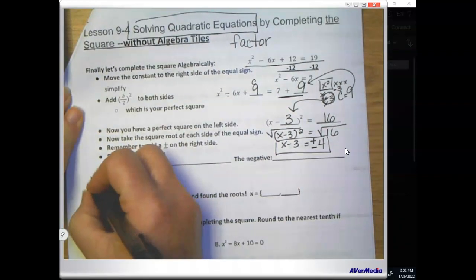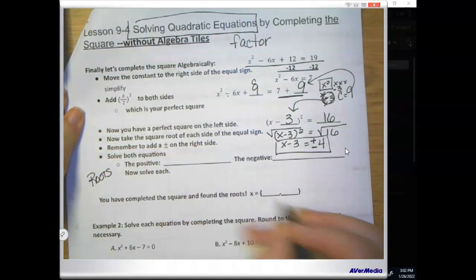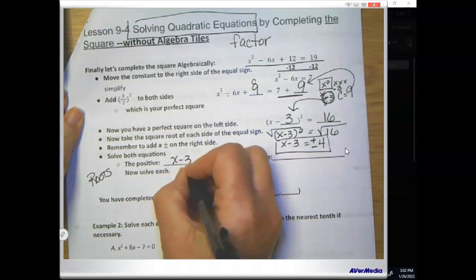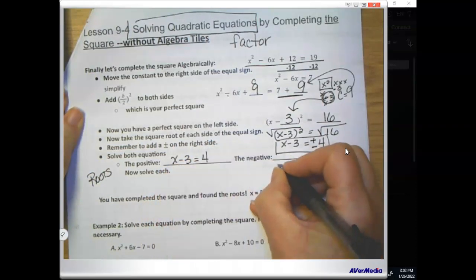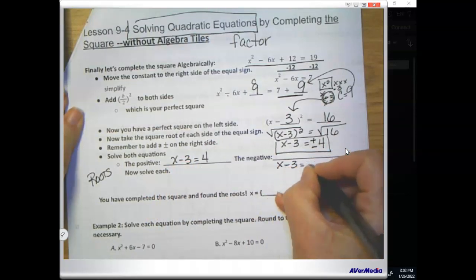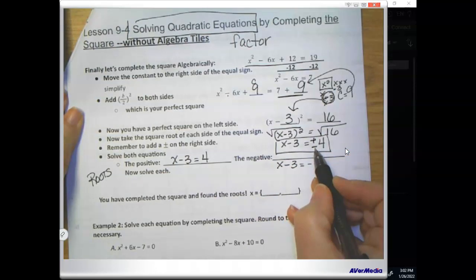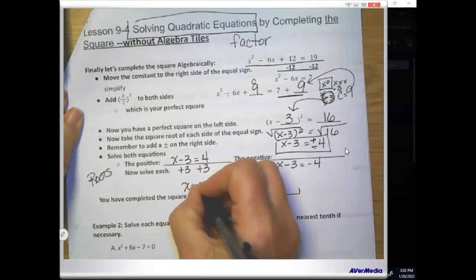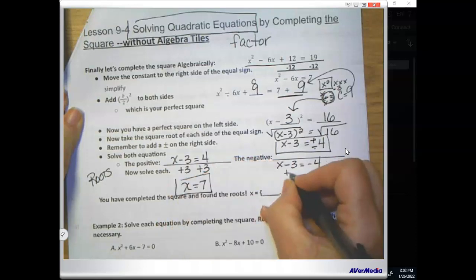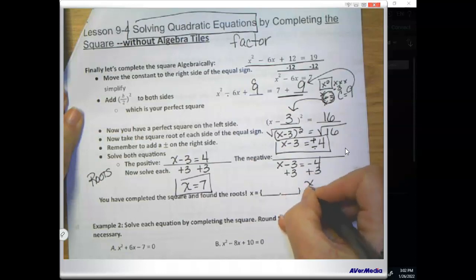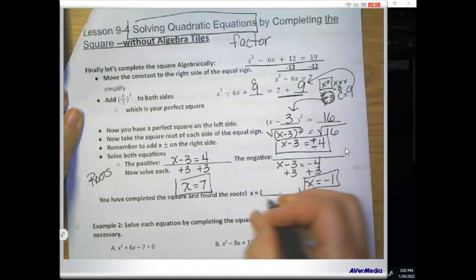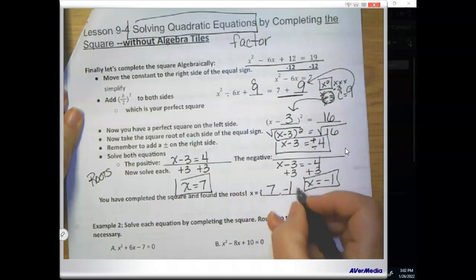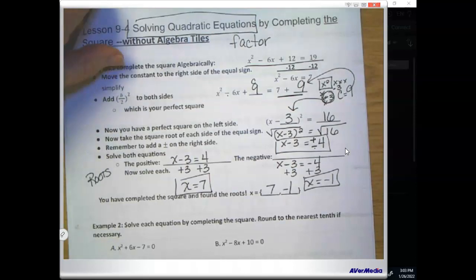Next, we're going to find our roots. So we have to solve two equations. And the two equations would be x minus 3 equals the positive 4. And then I'm going to put this under here. X minus 3 equals the negative 4 because we have a positive and a negative. Now I'm going to solve for x. So x equals 7 here. Solve for x. X equals a negative 1 here. And so I'm going to put 7, negative 1. It doesn't matter which order this is in, so it could be negative 1 and 7. That part does not matter. And you're done.